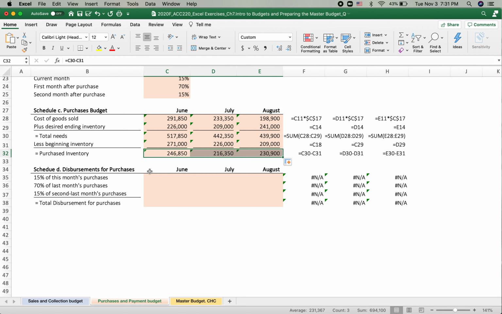Now, the disbursement for purchase is different because as our customers purchase our goods on credit, then they pay us deferred. In the same way, the company also pays their purchases not right away, but next month, even the month after. So it is different. So this purchase inventory would be different from the total disbursements for purchase in each month. We will compare these two.